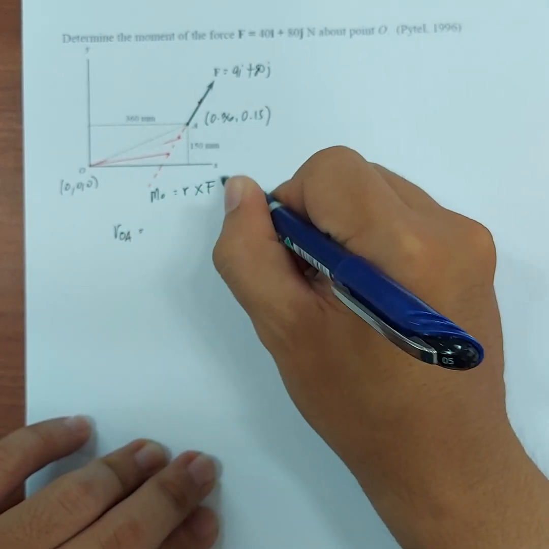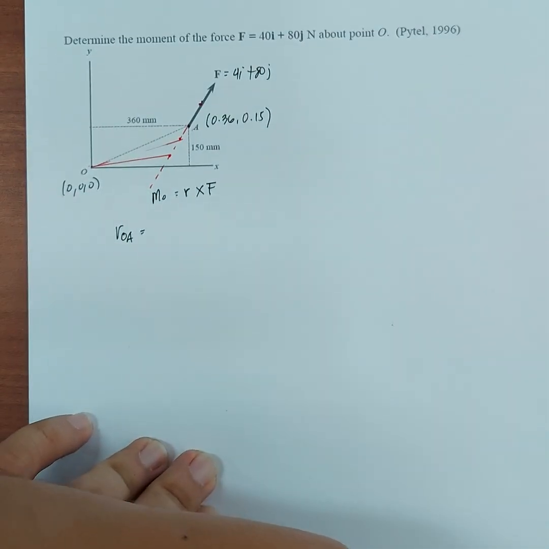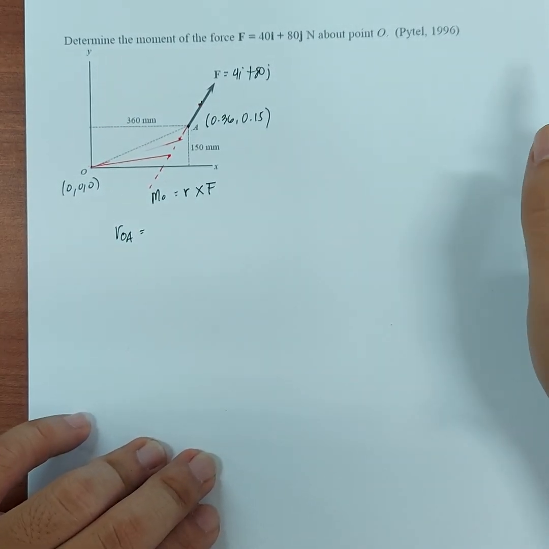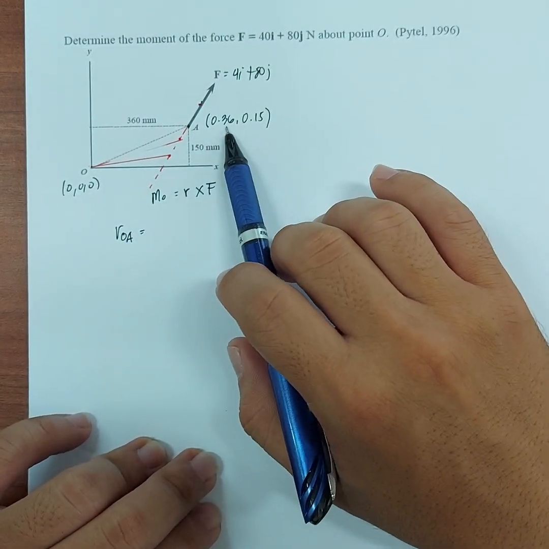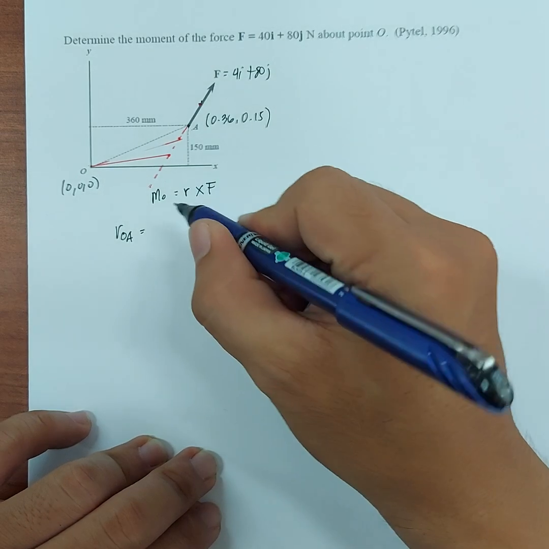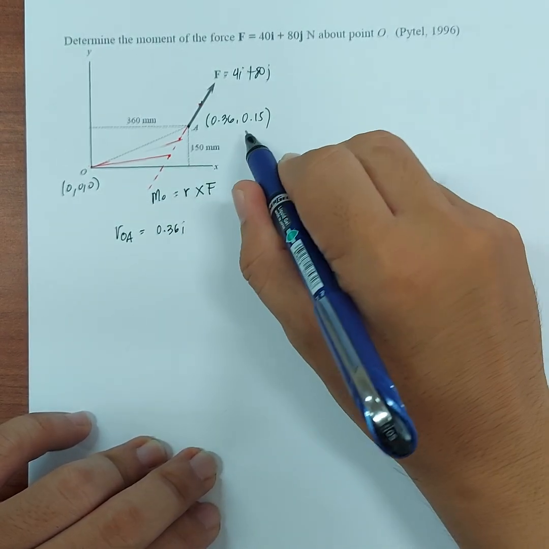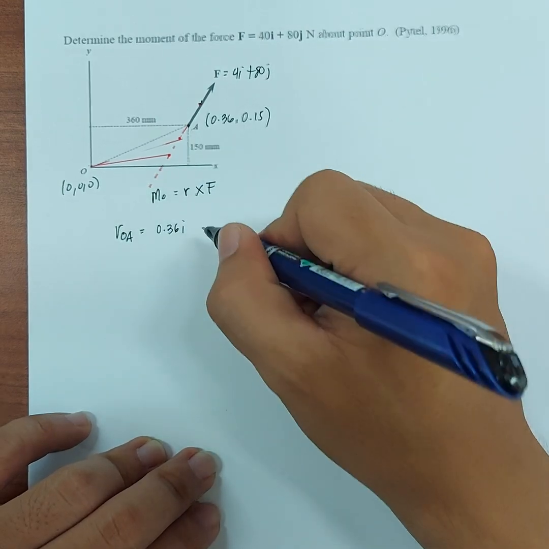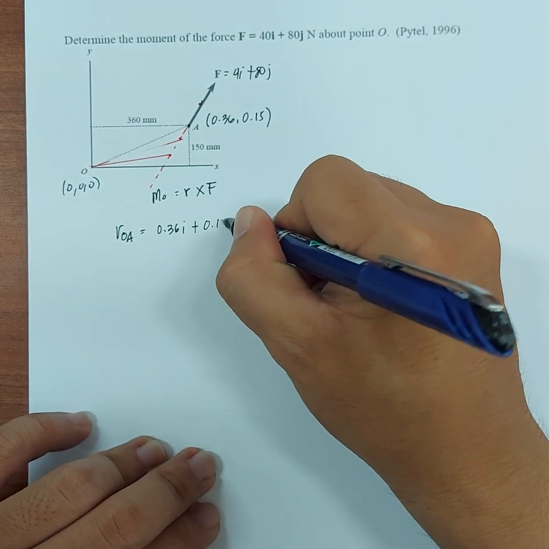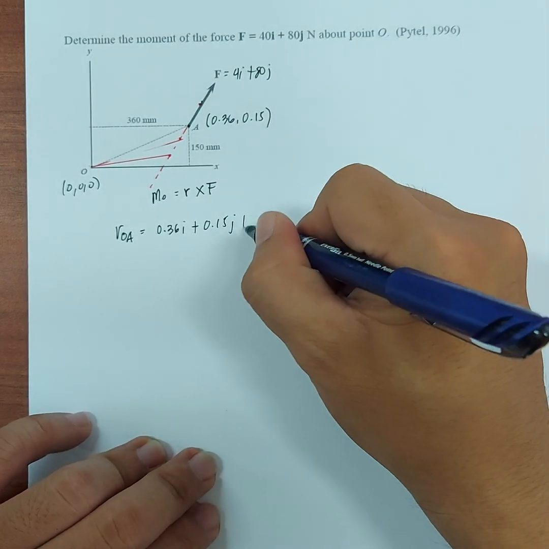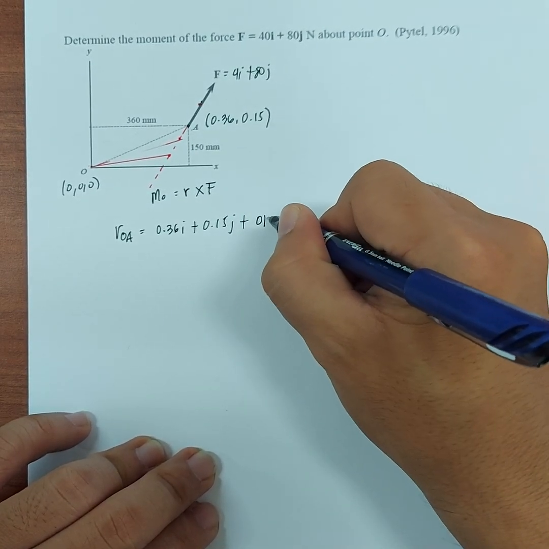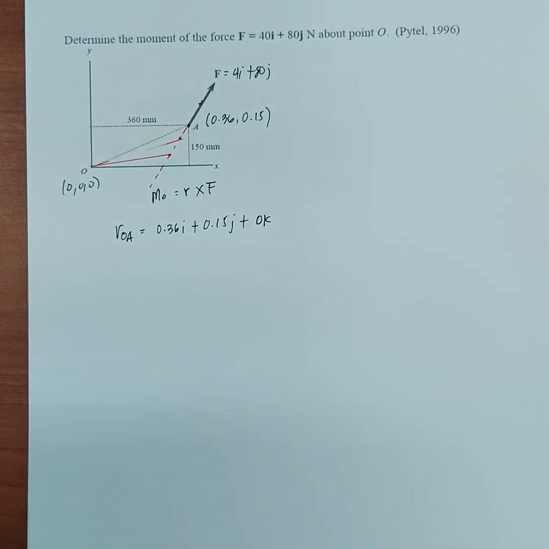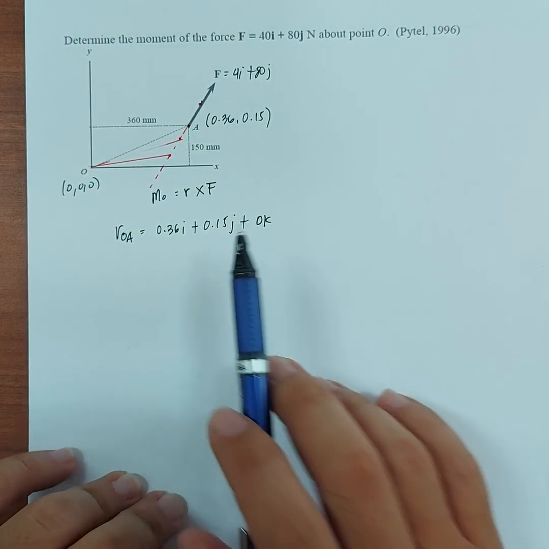F is already given, so we need the position vector OA. How do we solve the position vector OA again? Head minus tail. So we have 0.36 minus 0, that is 0.36i. And then 0.15 minus 0, that is plus 0.15j. Plus 0k, since we will include it so that the k column has an entry later in the matrix. Okay, so we are done solving for it.